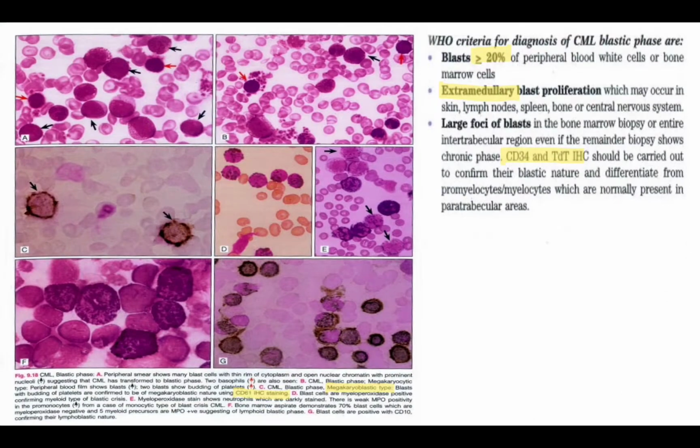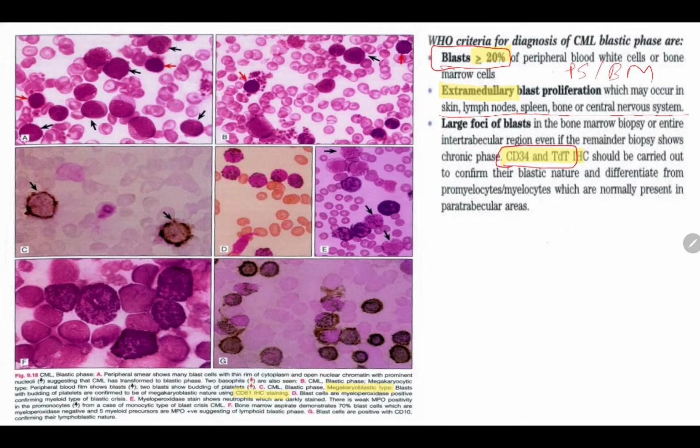Now, the WHO criteria for the next stage is the blastic phase. As I mentioned, the blasts should be more than 20% in peripheral smear or bone marrow to diagnose blastic phase. Extramedullary blast proliferation may also be seen, in skin, lymph nodes, spleen, bone marrow, or CNS. Large foci of blasts in bone marrow biopsy, or entire intertrabecular region, even if the biopsy shows it. Now, if we suspect blasts, we have to confirm them by IHC markers like CD34 and TdT.